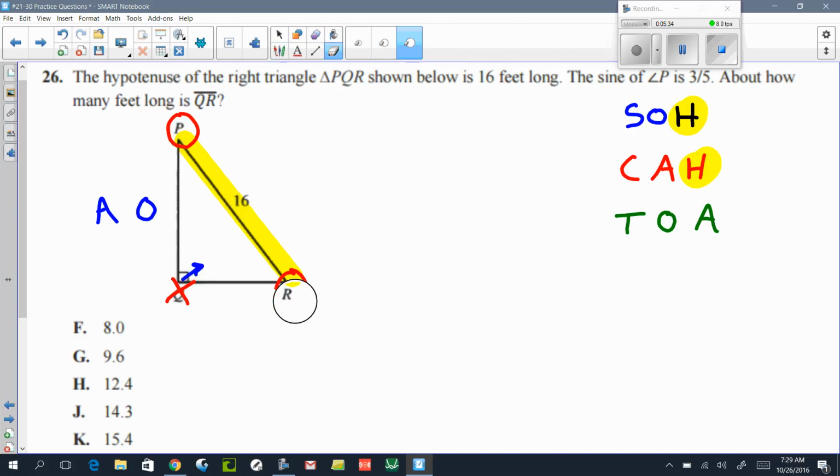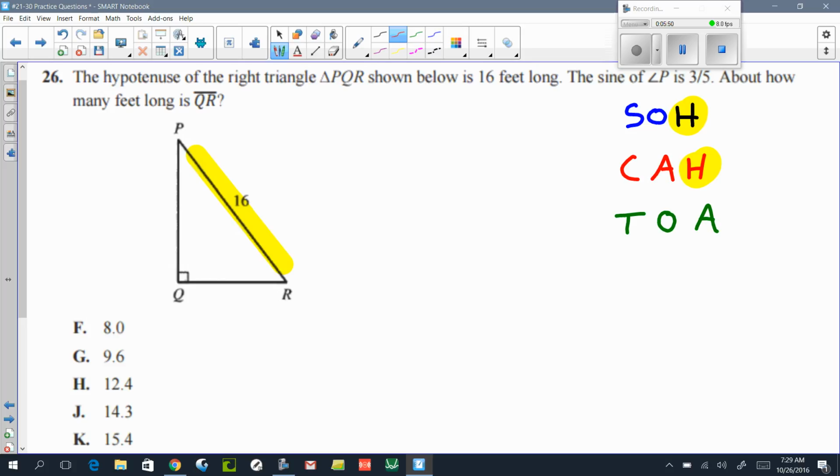So I'm going to erase some of this stuff. We don't need any of that. And let's go ahead and look at what it's asking. It tells us the hypotenuse of the right triangle is 16 feet long. I've got that highlighted already. The sine of angle P is 3/5.